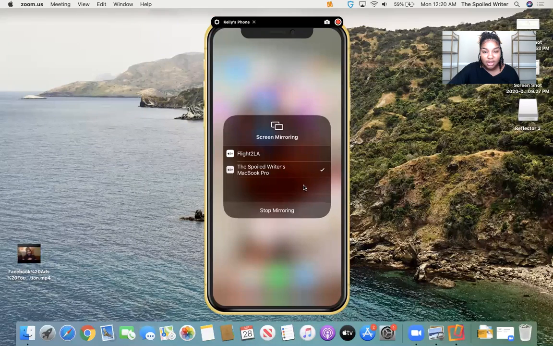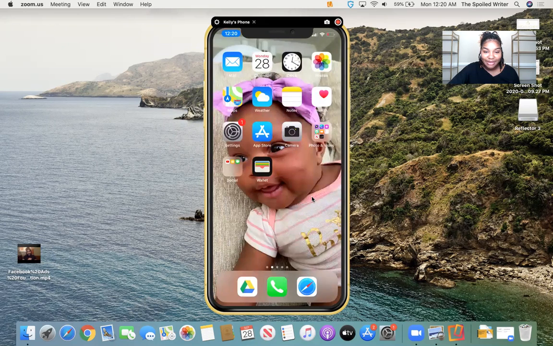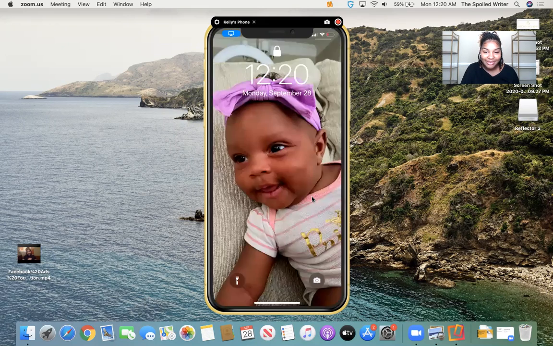All right, let me share my screen. All right, you guys see my phone. Look at my baby. Look at my baby, y'all. Look at her. She's so cute. All right, let me stop.